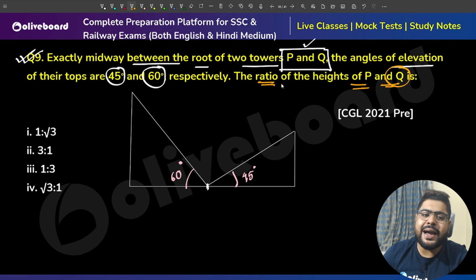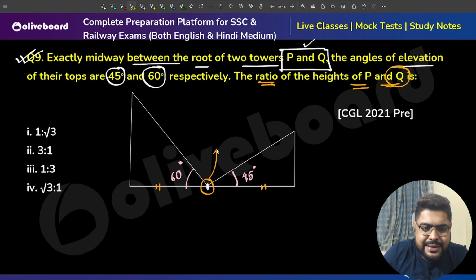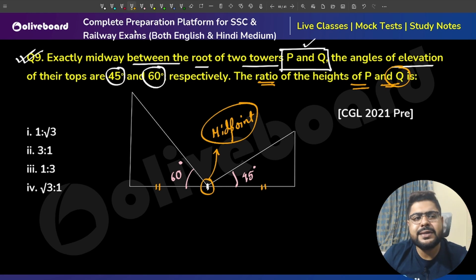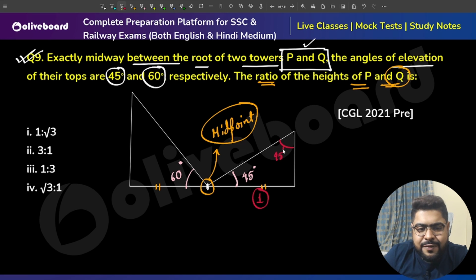The only thing I know is that this is equal to this, because this is your midpoint. This is a 10-second question. Why, sir? If this is 1, with a 45 degree angle, this is also 45, because this is 90. So these two sides are equal, and this is also 1.